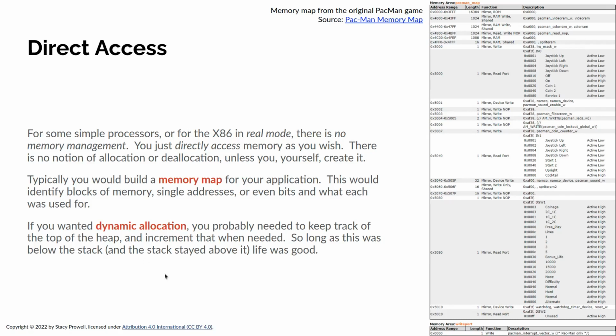If you wanted something like dynamic allocation, like malloc, then you have to keep track of the top of the heap, you have to increment that when you need to, and make sure it stays below the stack and the stack stays above it. And all those things need to work together. And there's nothing wrong with doing that. In fact, if you go back and look at how malloc is implemented on some older platforms, that's what it does.